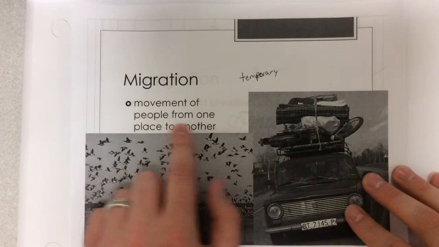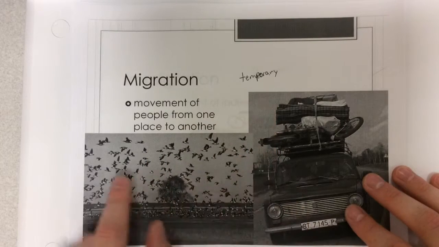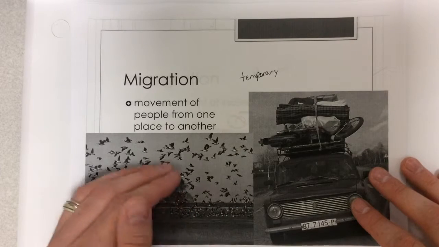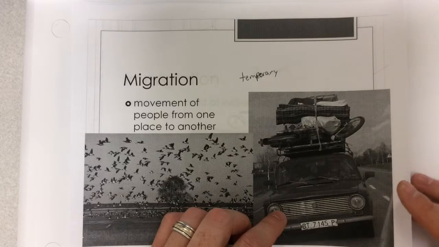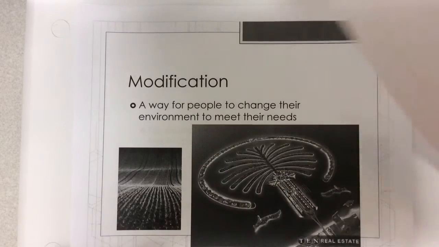The next one that we have is migration. Migration is the movement of people from one place to another. It's a temporary movement. Birds tend to migrate, and they only migrate for a short amount of time, like during wintertime or during the summertime. People migrate too. Some people's jobs cause them to move around a lot, and technically that's what migration is.